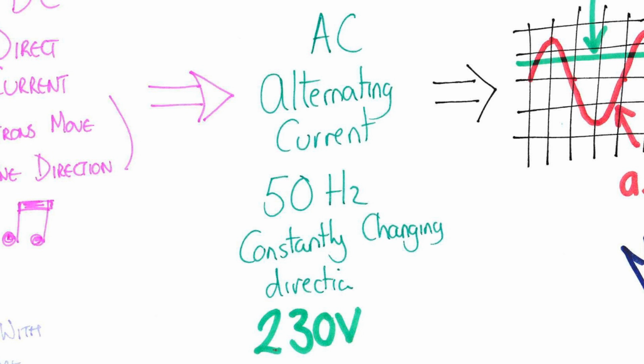In AC, otherwise known as alternating current, what you actually have is the voltage constantly changing direction. They go one way, then the other, one way, then the other, and they do that at 50 hertz, 50 cycles. It keeps changing direction. And the mains value of AC electricity in the United Kingdom is 230 volts. You need to know that: 230 volts, 50 hertz, and constantly changing direction.